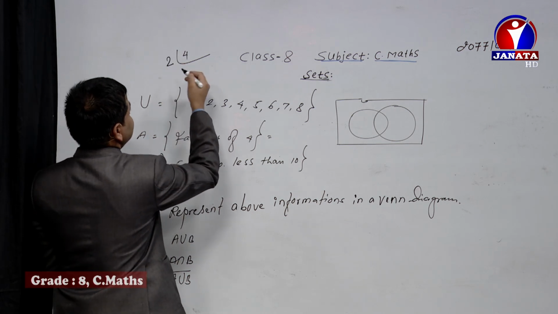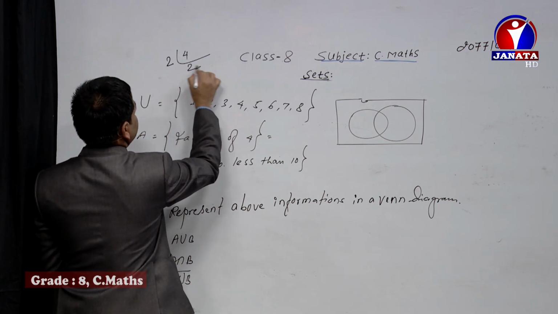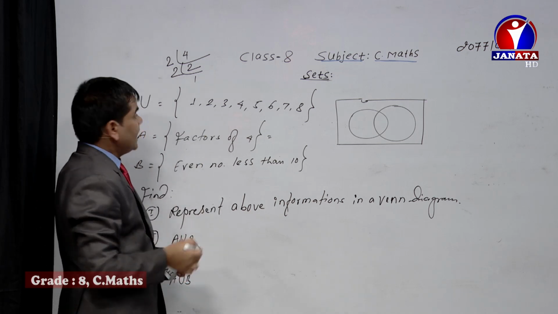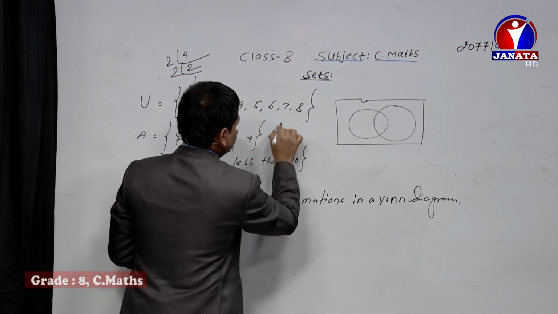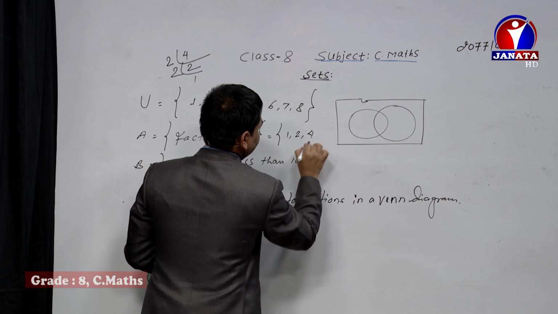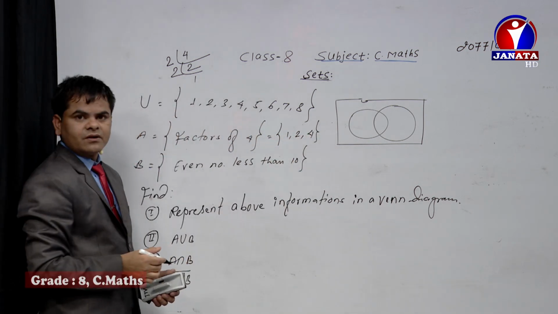By 2, it can be divided. So 2 2s are 4, again 2 1, and 4 itself a factor. So 1, 2 and 4, these are the factors of 4.